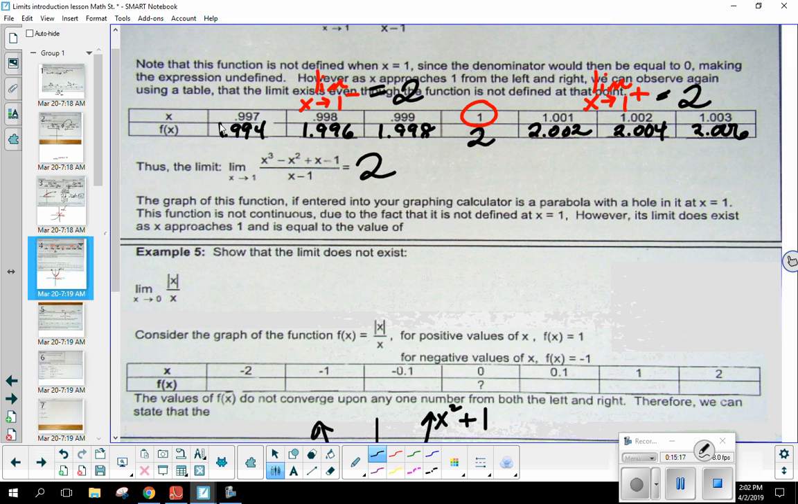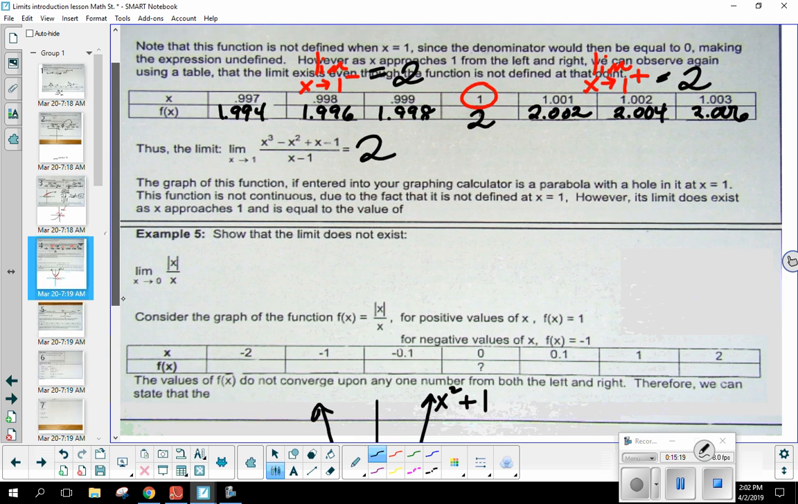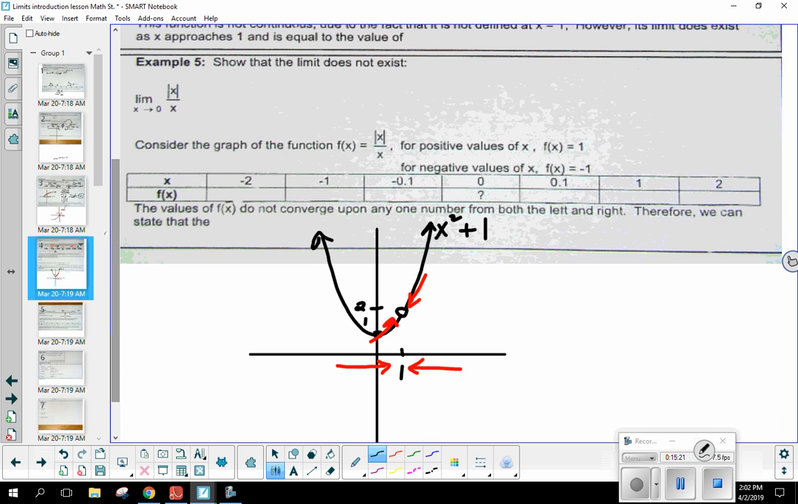Okay, let's try another one. Now this one immediately tells you, show what? Show that the limit does not exist. Consider the graph of the function f of x equals the absolute value of x over x. For positive values of x, the function equals 1. For negative values of x, the function equals negative 1. So does anybody know what this graph would actually look like?